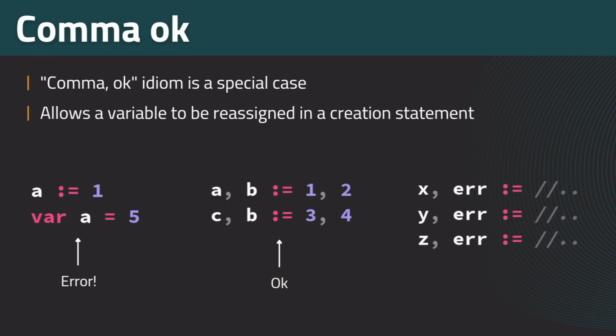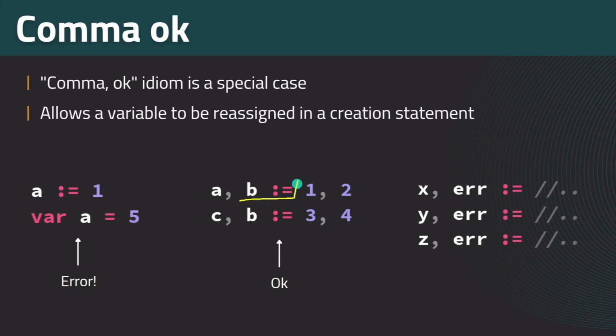We also have the comma OK idiom, which is a special case that allows us to reuse create and assign operators. As we saw earlier, we have an A, we're creating and assigning 1, we then try to create A again and assign it 5. This will be an error because we already created A one time, so we can't create it again. In the middle here, we have A comma B. So we're creating two variables, create and assign. We'll assign 1 to A and we'll assign 2 to B. Later on in the program, we can do C comma B, create and assign, and we'll assign 3 to C and then 4 to B.